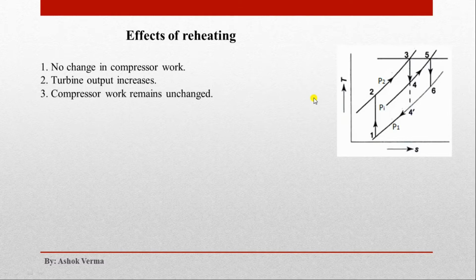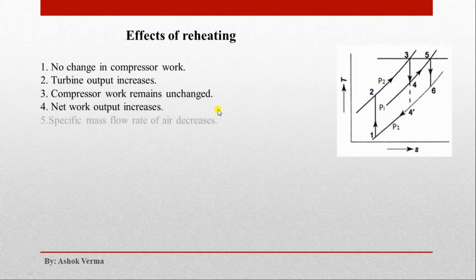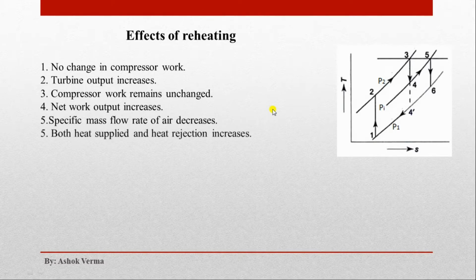So if the turbine work output will increase and compressor work remains unchanged, then the net work output, W_net equal to Wt minus Wc, will increase. Since Wt is increasing, the net work output will increase. Specific mass flow rate of air decreases because the work output is increasing. So for the specific power or specific work output, the mass flow rate of the air will decrease. Both heat supply and heat rejection will increase.